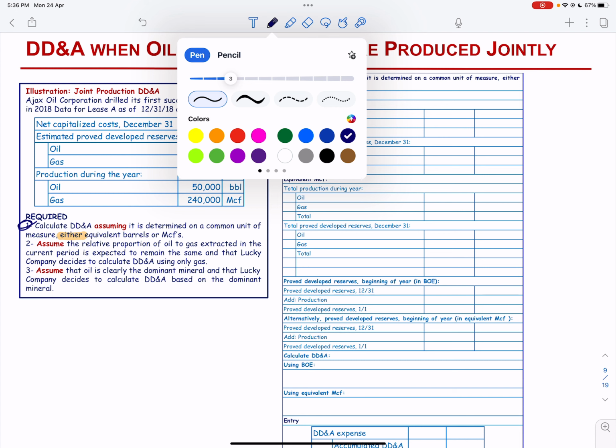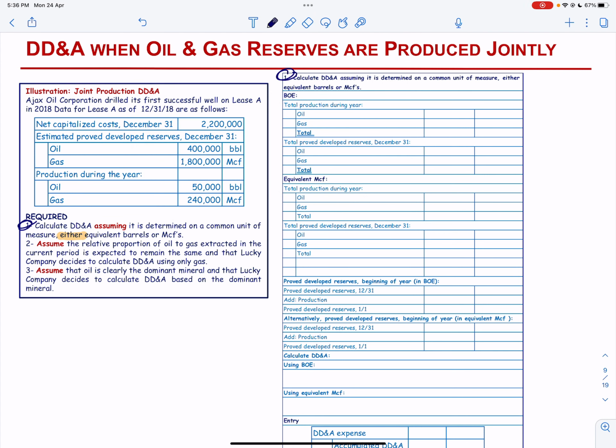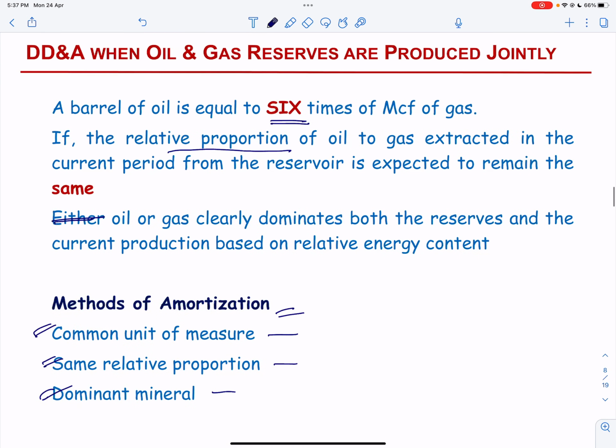So first we are going to convert the production and the estimated proved developed reserves into barrels of oil equivalent. Now the production is 50,000 barrels, so it remains the same, 50,000 barrels, while gas will be converted into barrels of oil equivalent by dividing 240,000 by 6. Just keep this in mind.